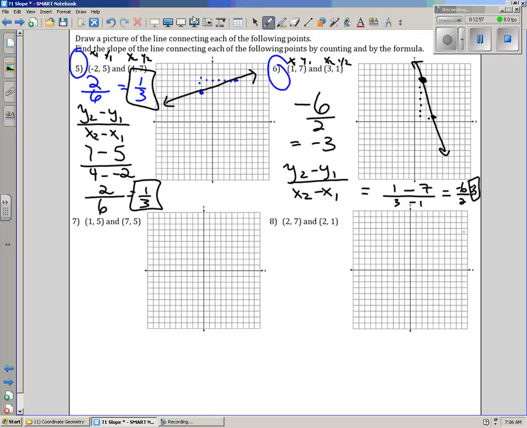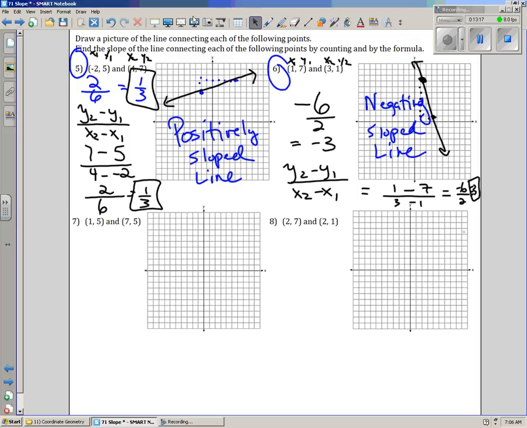And again, we have a positively sloped line. It's going up from left to right. And here we have a negatively sloped line, which we're going down from left to right.